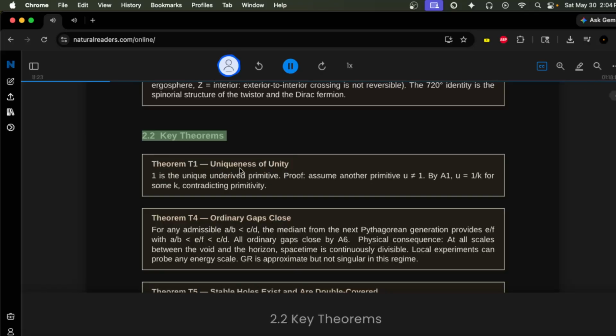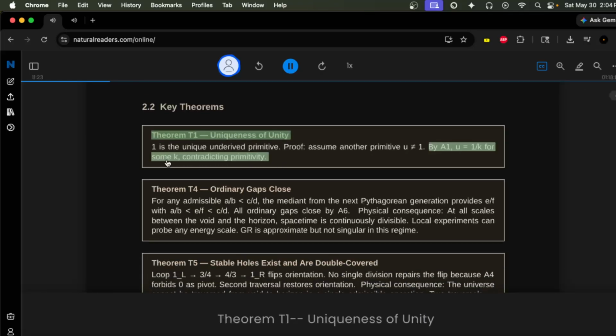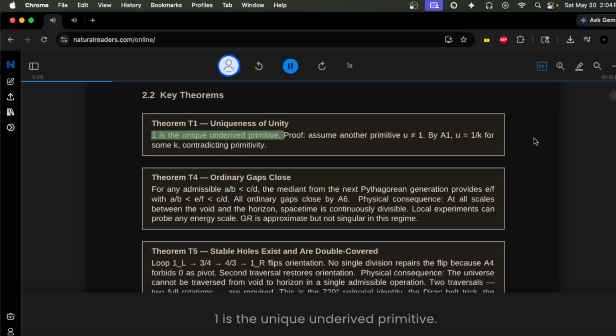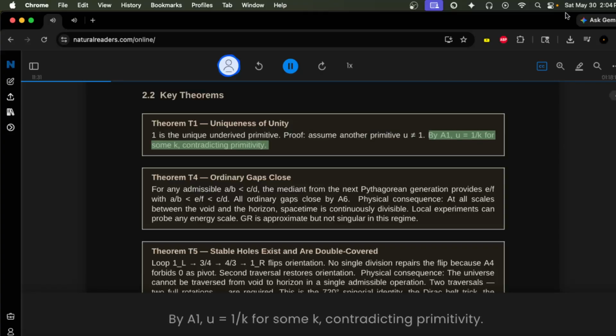2.2 Key theorems. Theorem T1, uniqueness of unity. 1 is the unique underived primitive. Proof. Assume another primitive U does not equal 1. By A1, U equals 1/K for some K, contradicting primitivity.